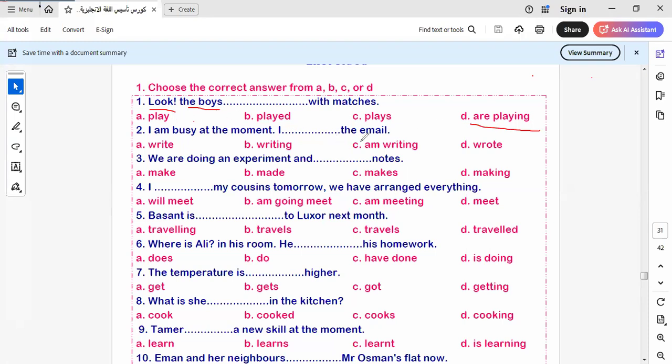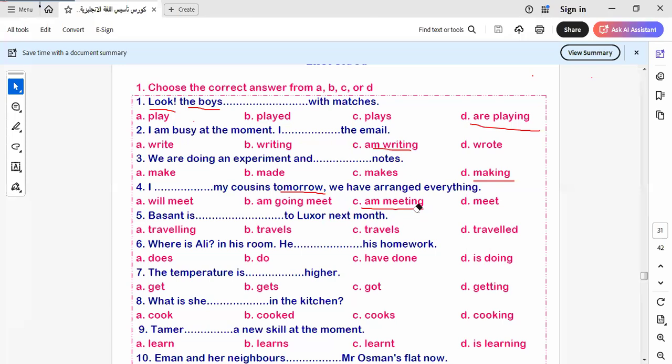I'm busy at the moment. I'm writing the email. We are doing an experiment and making notes. Here is doing and making. I'm meeting my cousins tomorrow. We have arranged everything. I'm meeting my cousins. Here we say tomorrow. I'm meeting. We have arranged everything.